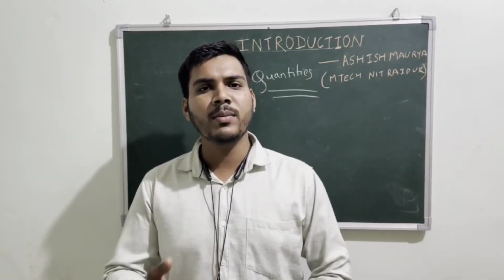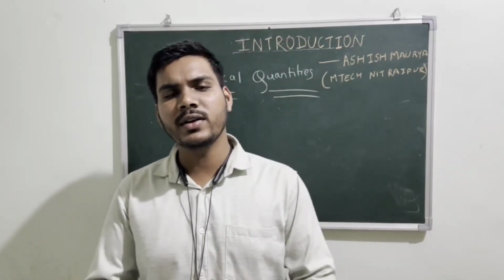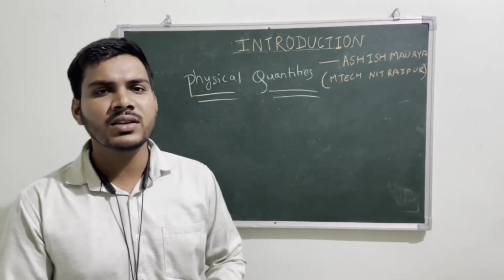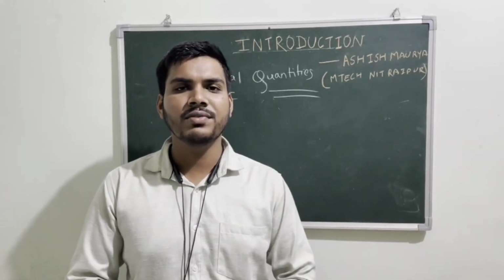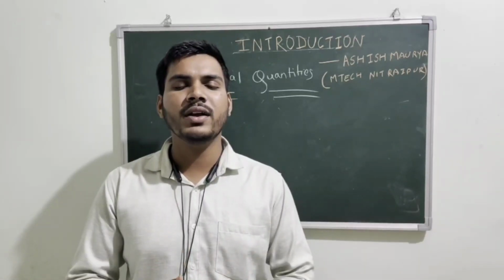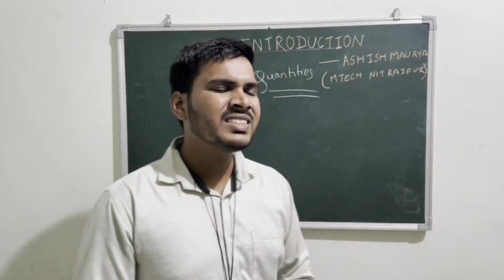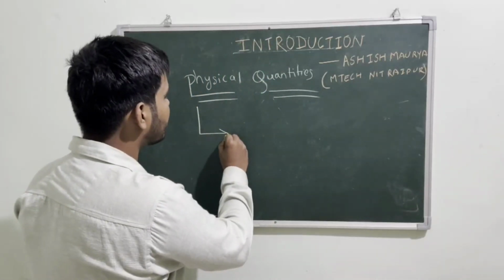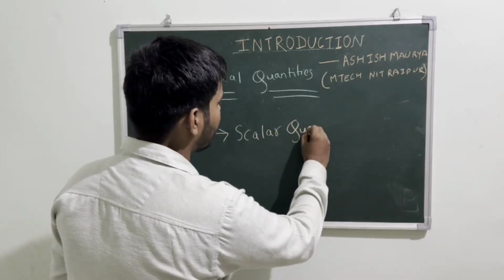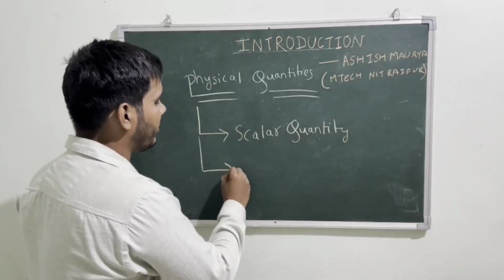Before knowing about vectors, we have to know about physical quantities. What are physical quantities and why are they very important? Physical quantities are those quantities which we can measure, which we can feel, we can observe. These quantities are very important to understand before knowing about vectors. So physical quantities are of two types. First one is scalar quantity. Second is vector quantity.